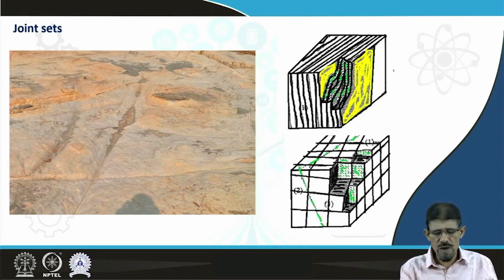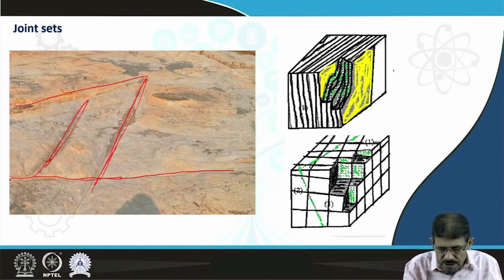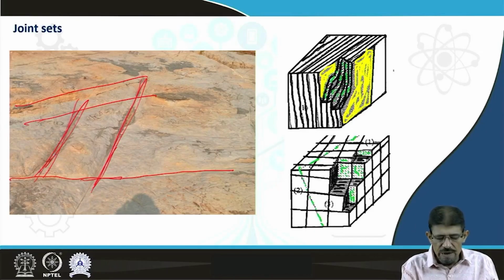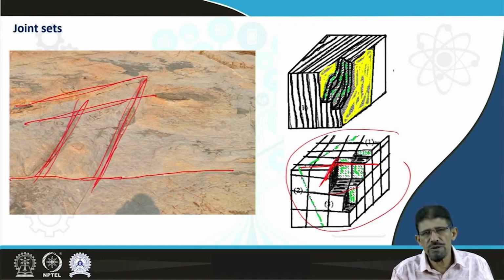Friends, you can see here the number of interfaces. These interfaces are not of the same origin and belong to different sets. You can see with the help of this figure, here one set, here you can see a second, and a third. So in this way you define the number of joint sets.